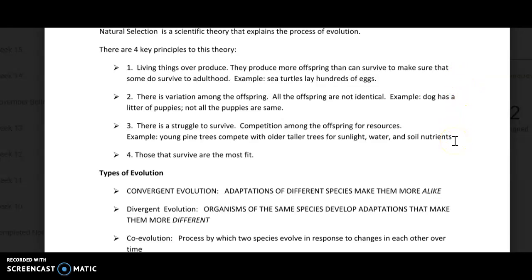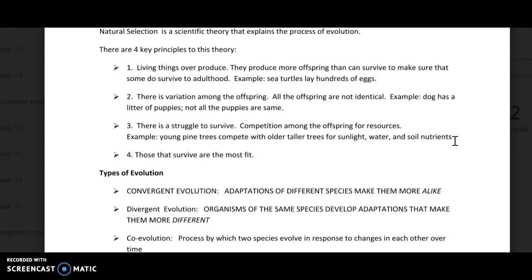Number 2, there's variation among offspring. All offspring are not identical. For example, a dog has a litter of puppies, and not all of the puppies are the same. There has to be variation for adaptation or evolution to occur. If all the organisms are exactly the same and there's a change in the environment that is not favorable for those organisms, then it's going to wipe out that whole population.